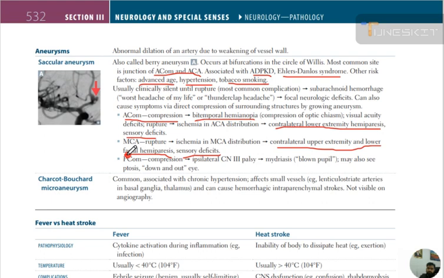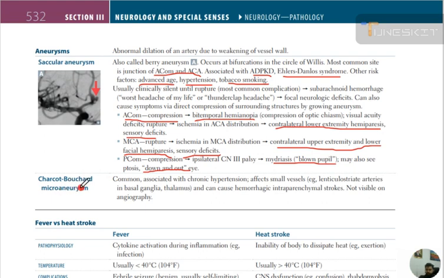Posterior communicating artery compression would result in ipsilateral cranial nerve 3 palsy, which would result in mydriasis, a blown pupil. You may also see ptosis and a down and out eye. As we know, all extrinsic muscles of the eyes are supplied by the oculomotor nerve except the superior oblique and lateral rectus. So its palsy would result in down and out eye movement.